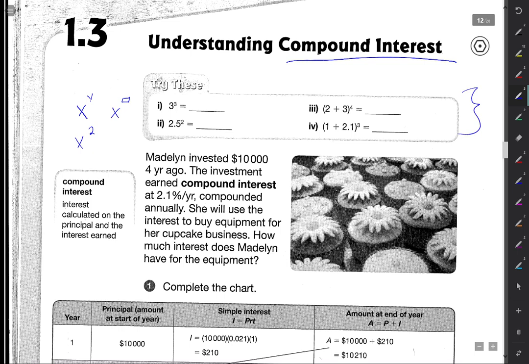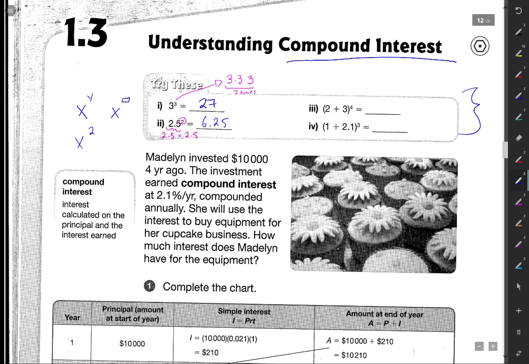So 3 to the power of 3, if we plug that in our calculator, you should be able to get 27. 2.5 to the power of 2. I should just reiterate here that when we're doing 3 to the power of 3, that's the same thing as doing 3 times 3 times 3. So you're multiplying 3 times. When we do 2.5 to the power of 2, we're going to be doing 2.5 times 2.5. So we're timesing 2.5 twice. If we plug that in our calculator, you should get 6.25.